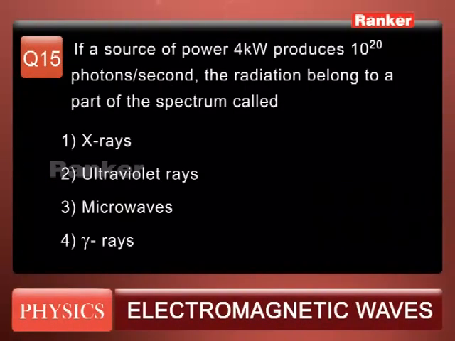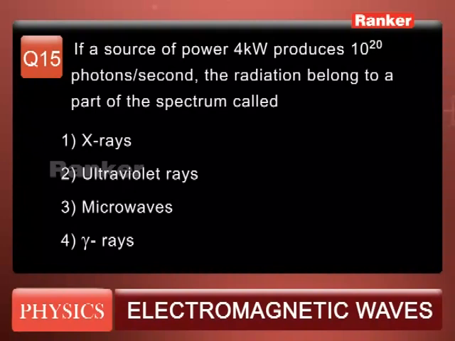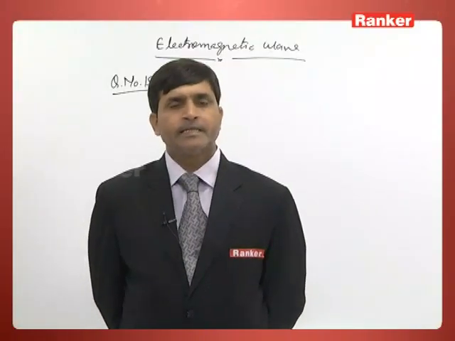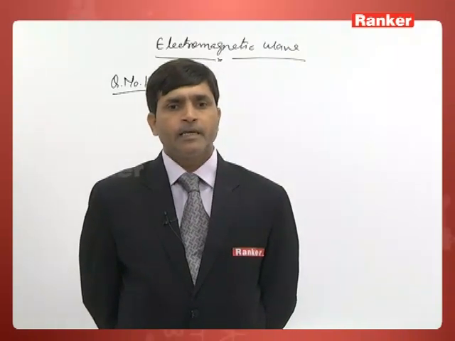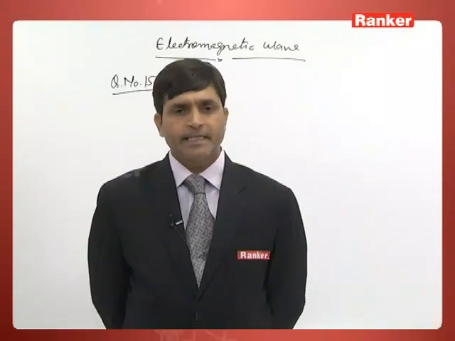Question number 15. If a source of power 4 kilowatt produces 10 to the power 20 photons per second, the radiation belongs to a part of spectrum called the first option X-rays, the second option ultraviolet rays, the third option microwaves, and the fourth option gamma rays. So this categorization is based on the energy of radiation or the frequency of radiation.